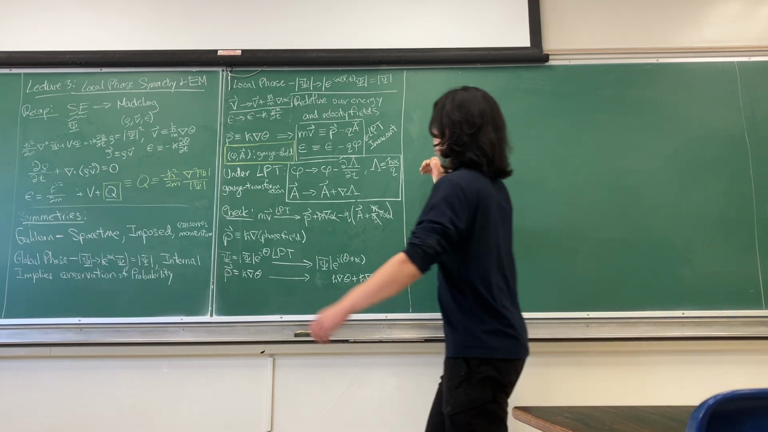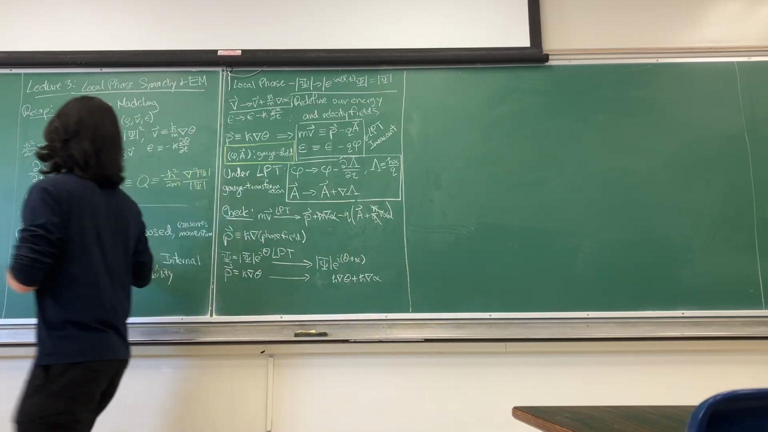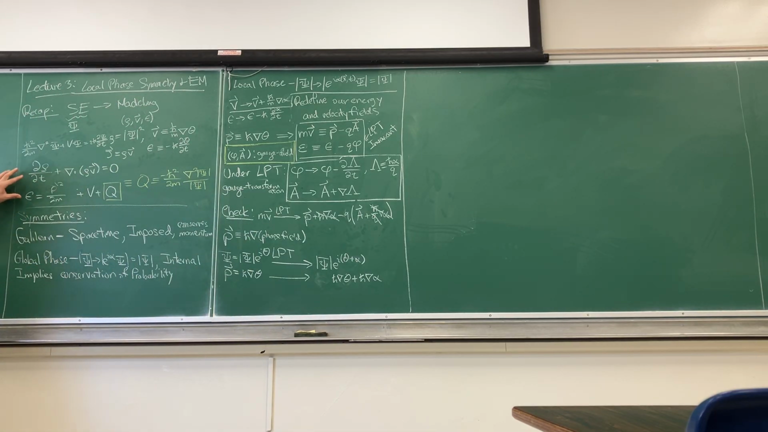Cool, okay. So with that, we can rewrite these Madelung equations. This stays the same because V is invariant. I mean, it's MV, but M is a constant. So this thing is going to stay the same because rho is invariant under a local phase transformation. This one will change slightly.